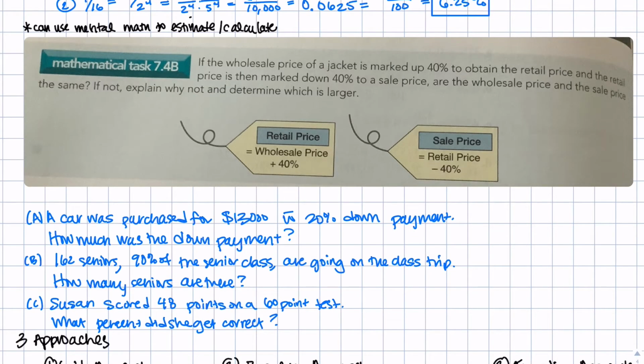Okay, looking at this mathematical task, 7.4b, here's a question to think about. We have a wholesale price of a jacket and it's marked up 40% to obtain the retail price. So the buyer will buy it at the wholesale price and then sell it at this retail price, which is marked up 40% from the wholesale price. The retail price is marked down 40% to a sale price. Are the wholesale price and the sale price the same? If not, explain why not and determine which is larger.